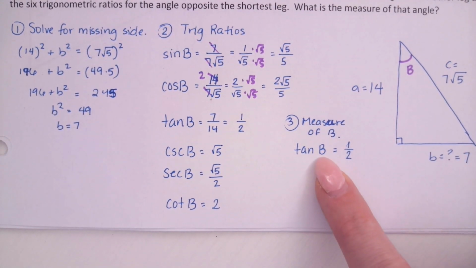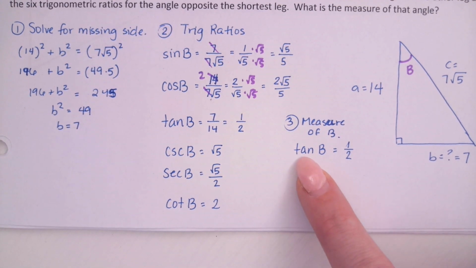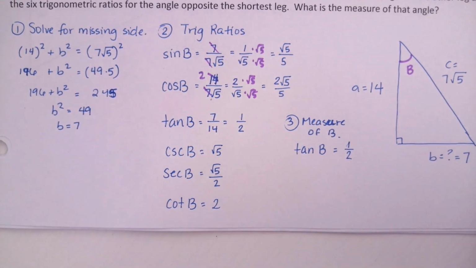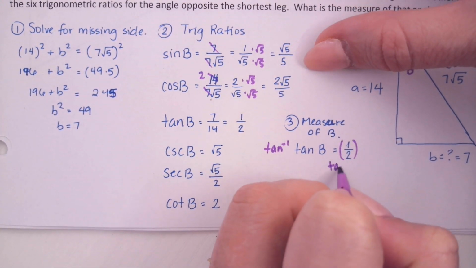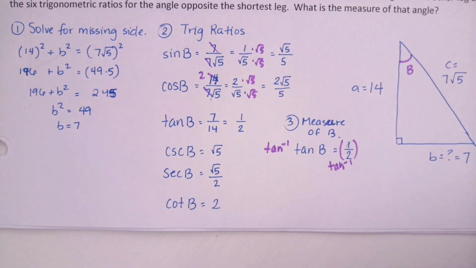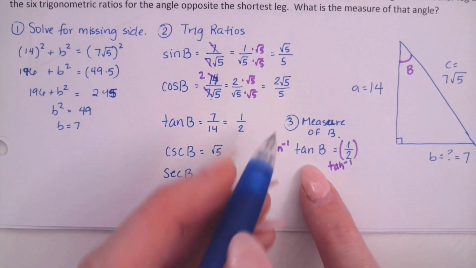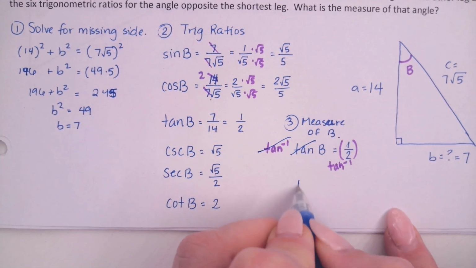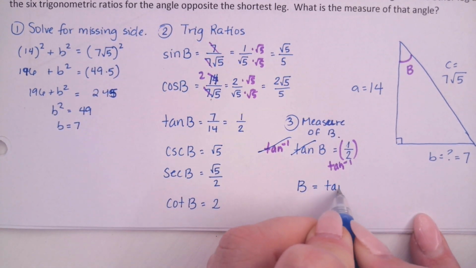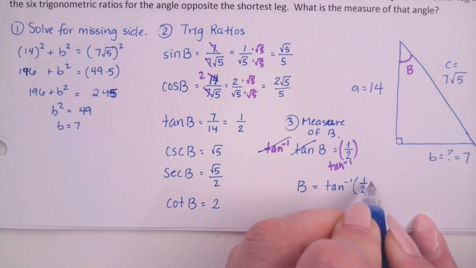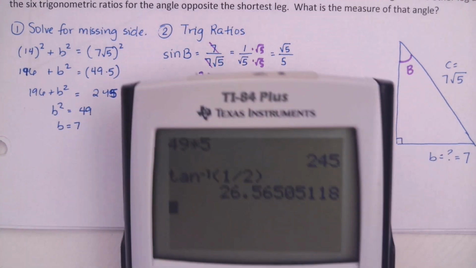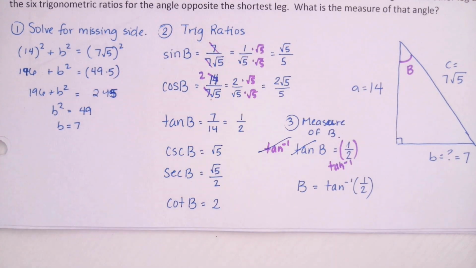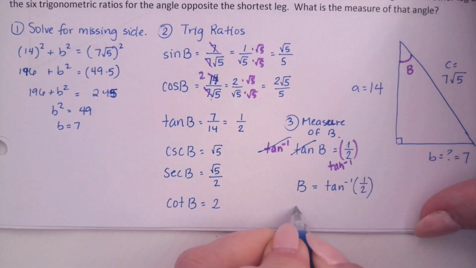To solve for B, I need to cancel tangent. The only thing that cancels tangent is inverse tangent. So I need to inverse tangent on both sides. On the left side, inverse tangent of tangent cancels. We're left with B equals whatever the inverse tangent of 1/2 is. And again, verify that your calculator is in degrees if you happen to reset it. 26.57 degrees.